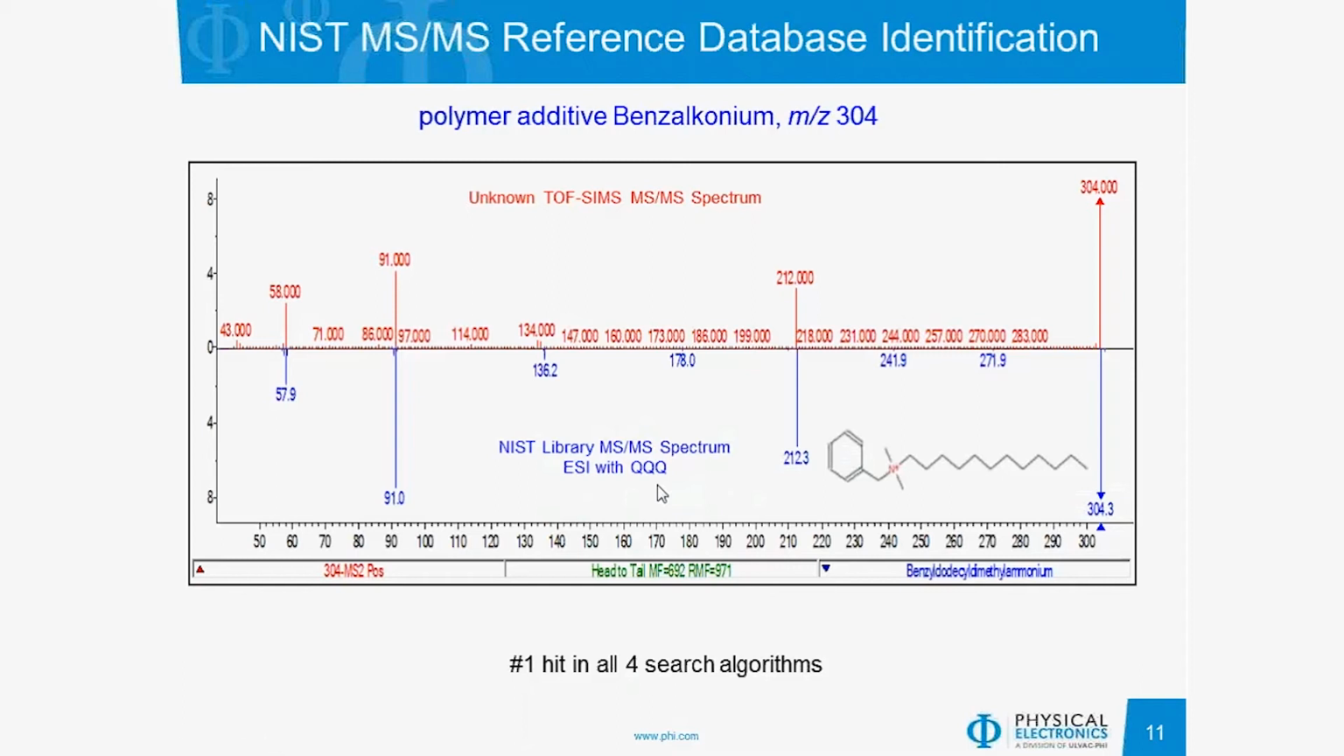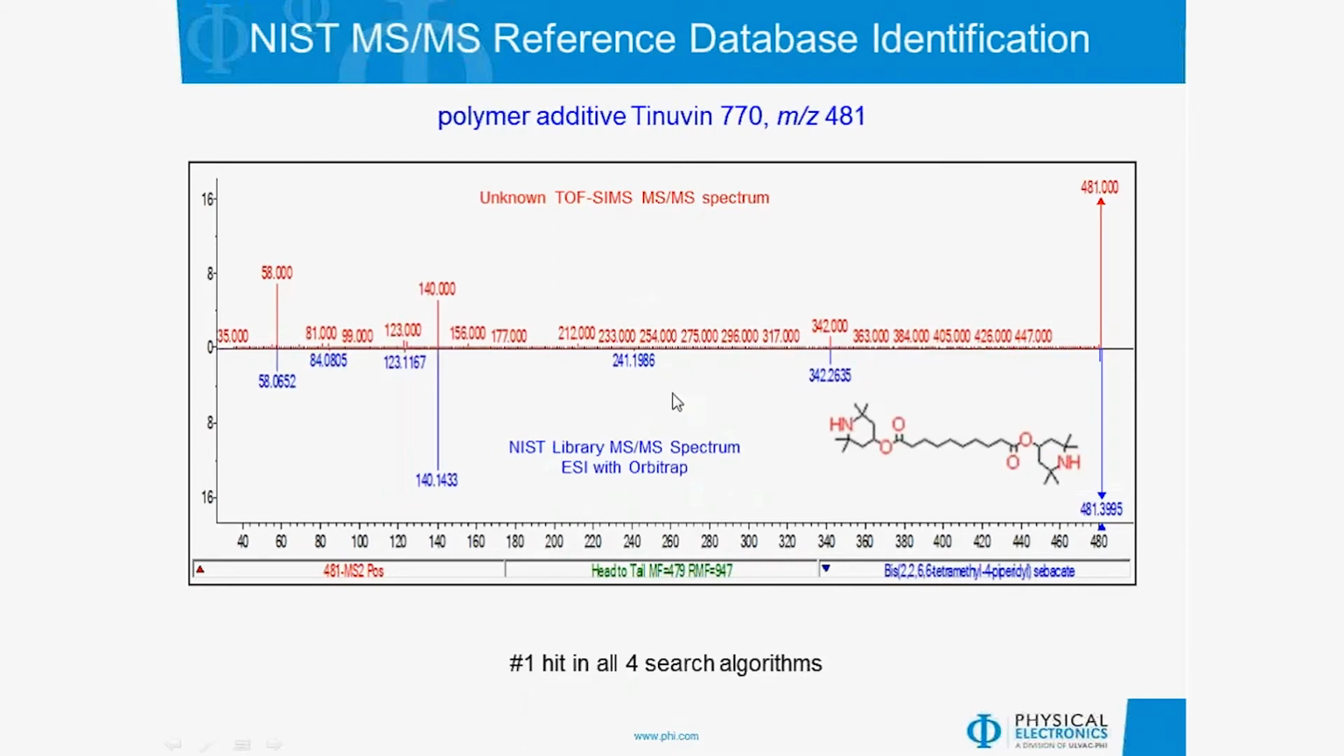One of the big benefits we have now is the ability to take advantage of the huge volume of data that's been generated in the traditional mass spec community and use it to identify our unknowns from TOF-SIMS. Here's the same spectral match routine with 481. Again, the NIST database easily identified the tinuvin 770. It was again the #1 hit on all 4 searches. This one was an electrospray with an Orbitrap mass spectrometer. But again, all the major peaks are the same.